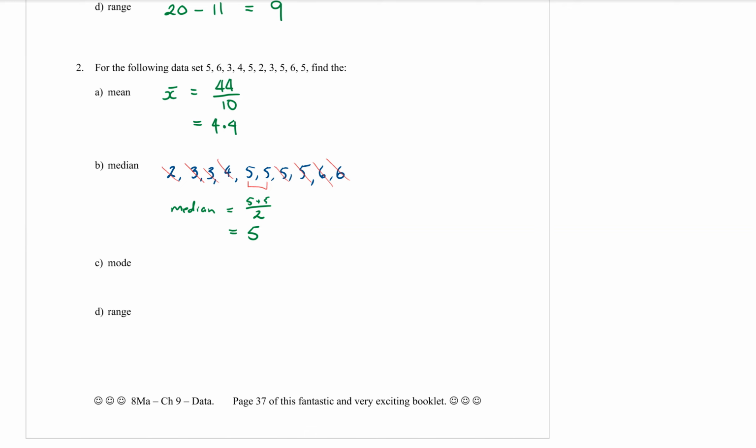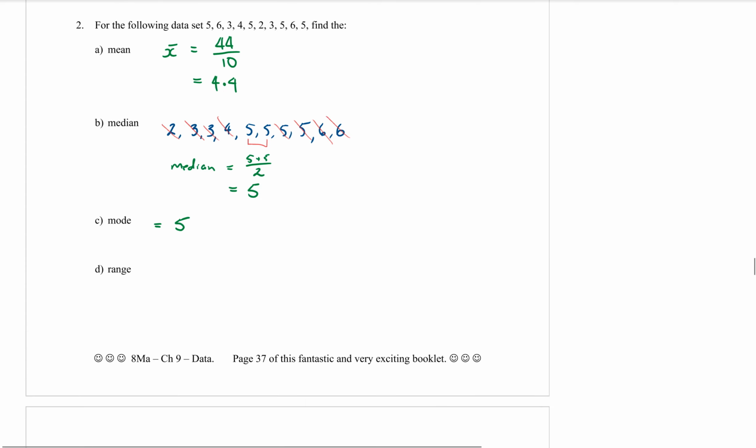Part C, the mode stands for most occurring. Which number happens the most? The 5. There were 4 of them. There were also 2 3s, but there were only 2 of them. There were more 5s, so the 5 is the mode. The range. By the way, look at those numbers: 4.4, 5, and 5. They were all pretty close together. The range is the highest, which was 6, minus the lowest, which was 2. So that's a range of 4.